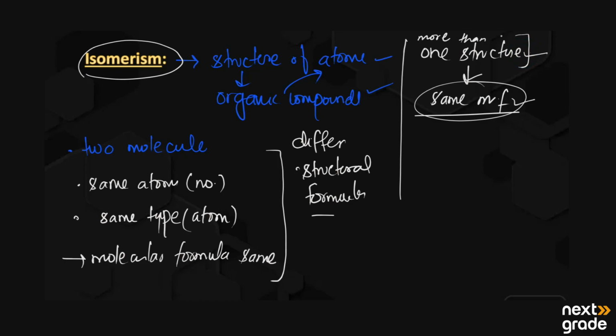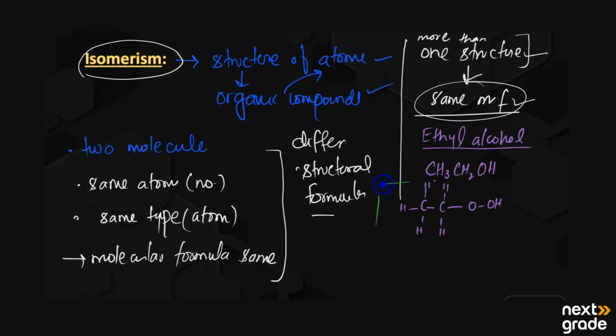Let's have an example. We have ethyl alcohol. Its formula is CH3CH2OH. In the arrangement of atoms, we have CH3 with three hydrogens, next we have CH2 with two hydrogens on the second carbon, and we have the hydroxyl group OH. So this is the formula of ethyl alcohol.